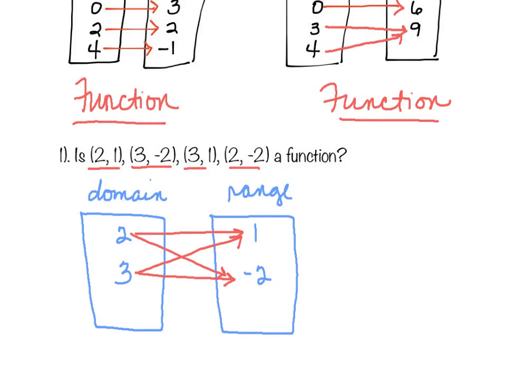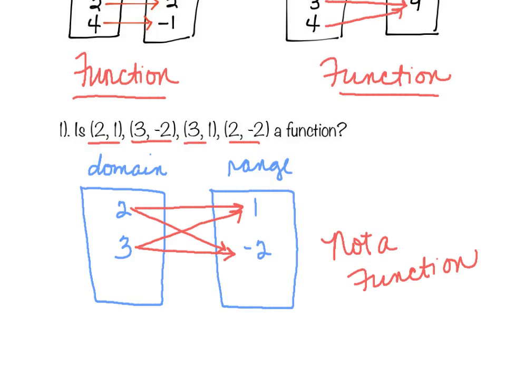Notice that both of these domains are matched with more than one range. If even one member of the domain is matched with more than one range, it disqualifies this relation from being a function. So you would say this is not a function. Okay, let's continue.